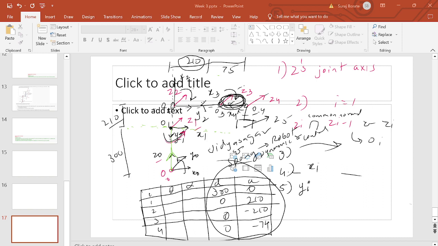Can there be an end effector position for a 2R manipulator with infinite solutions? I want an answer from the audience.